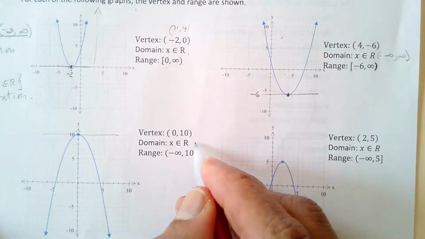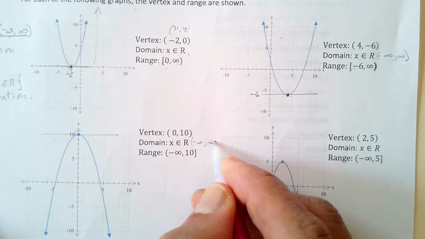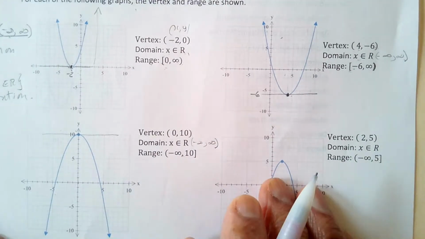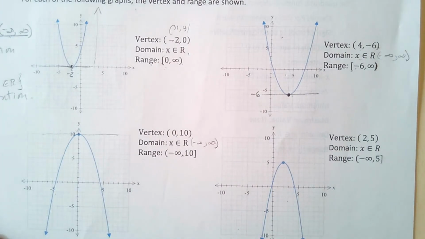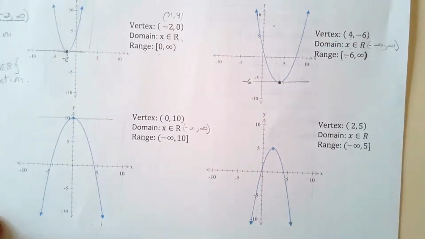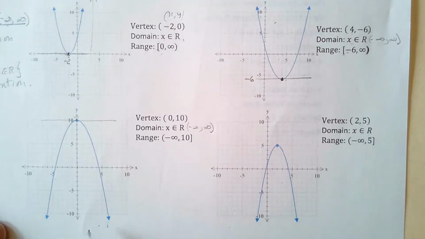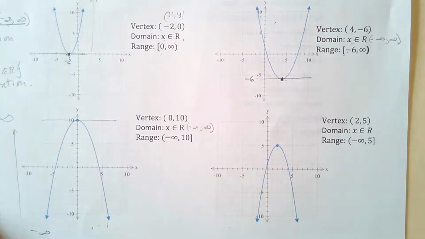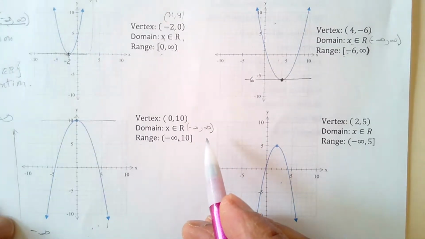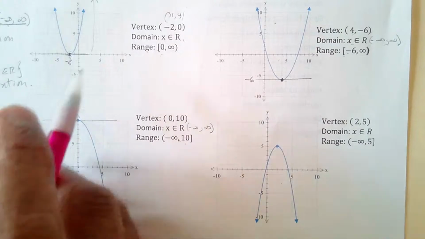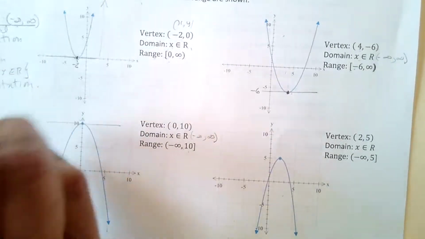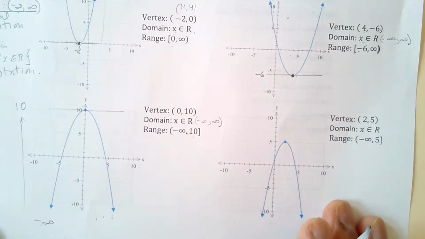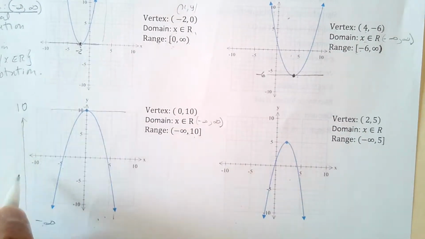Okay. So we know our domain is from negative infinity to positive infinity. Now your range, on the other hand, is from negative infinity, which is way down here, going up to positive infinity. Okay. So here's negative infinity. Going up here is positive infinity. But it stops here at 10. So my point here now is 10. So this is going from negative infinity to 10. So this is my range.